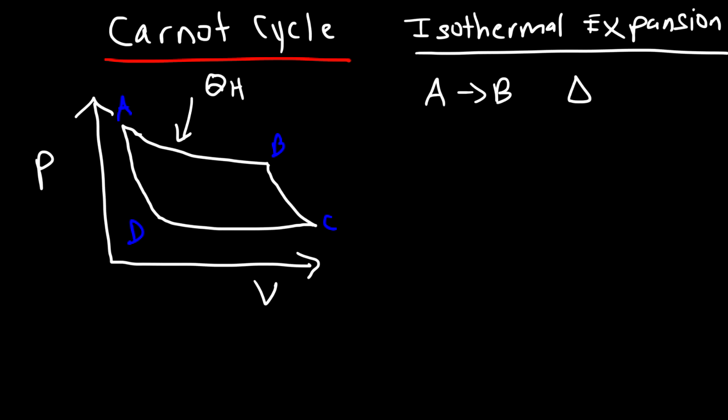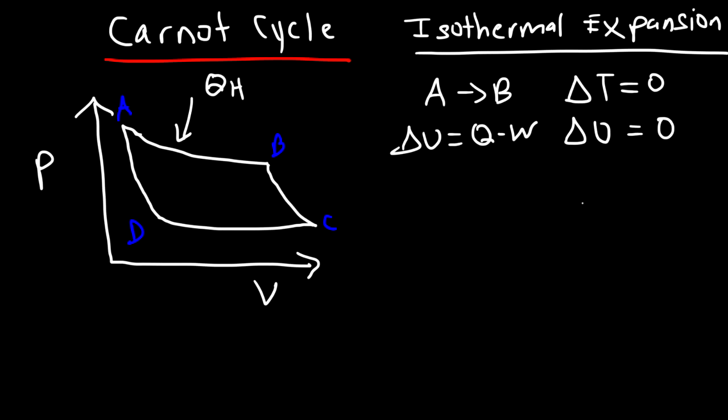Now, during an isothermal process, the change in temperature is 0. So the change in the internal energy of the system will be 0 as well. Now, delta U is equal to Q minus W. So if delta U is 0, Q is equal to W.